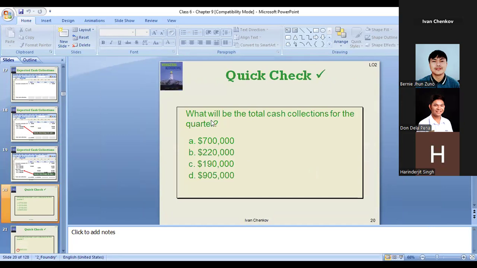The question is, what will be the total cash collection for the quarter? We already calculated that one for the entire quarter. And we know that that quarter we collect $905,000.